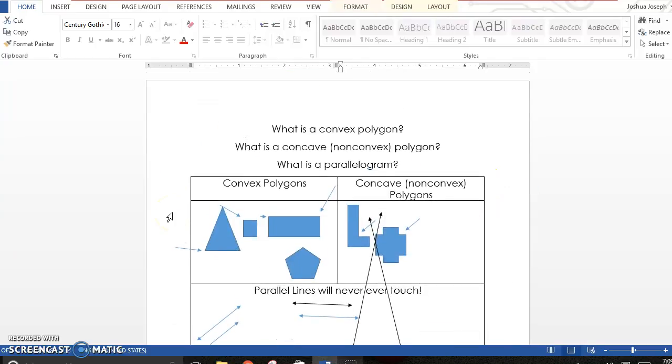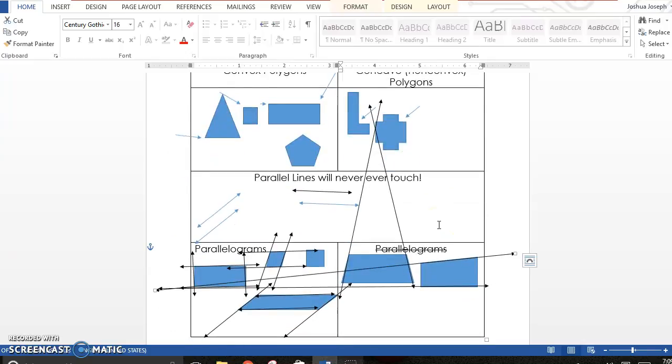So to summarize, what's a convex polygon? It's a polygon where all the vertices face outward. What's a concave polygon? They're not convex. They have a vertex or vertices that face inward. Well, you already know that parallel lines will never ever touch. So a parallelogram is a quadrilateral or a quadrangle whose opposite sides will never touch. And if its opposite sides will eventually touch, then it's not considered a parallelogram.